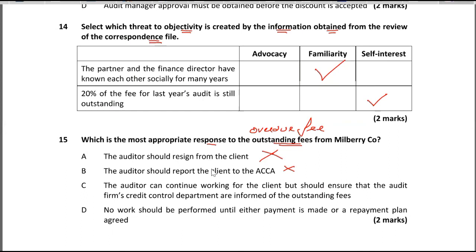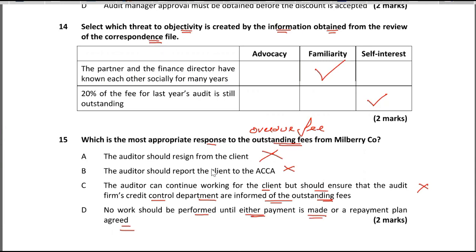The auditor can continue working for the client, but should ensure that the audit firm's credit control department are informed of the outstanding fee. Now, the credit control department only deals with their receivables. Why would they be dealing with the firm's? They are dealing with the client's receivables, not with the firm. No work should be performed until either payment is made or a repayment plan agreed.